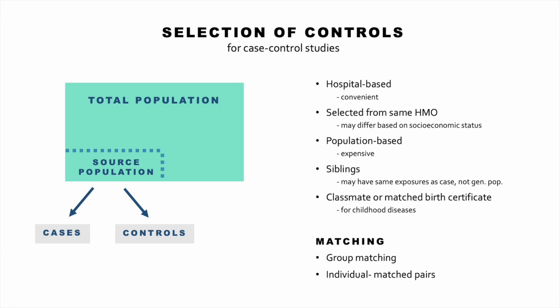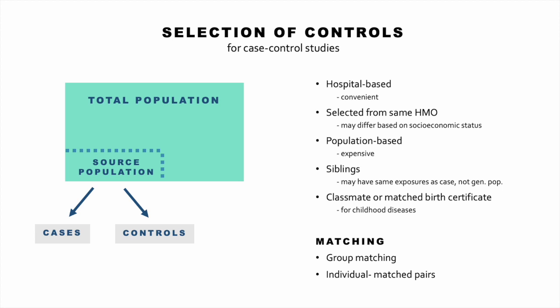Matching is the process of selecting controls so they're similar to the cases in regard to certain characteristics such as age, sex, and race, and can be done on the individual or group level. For example, if we were going to do group matching and 40% of our cases are Alaska Native, we would find a control group that is also 40% Alaska Native. In individual matching, you find a person for every case who has the same characteristics.